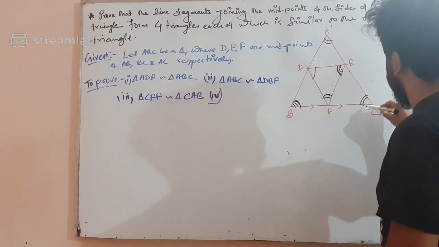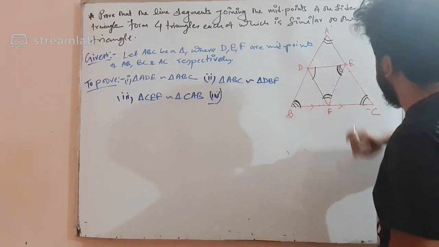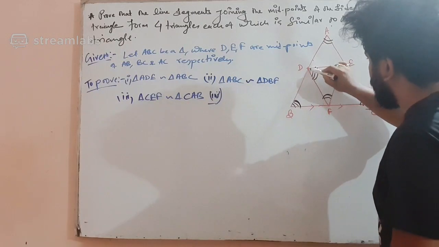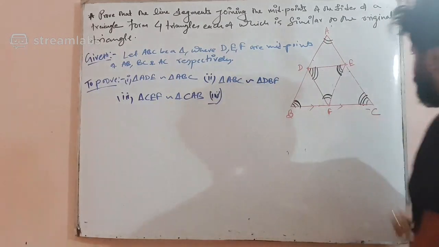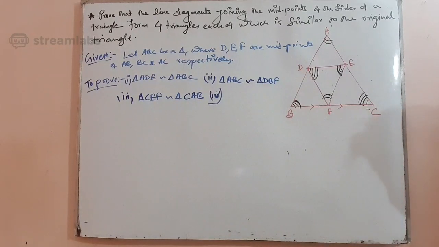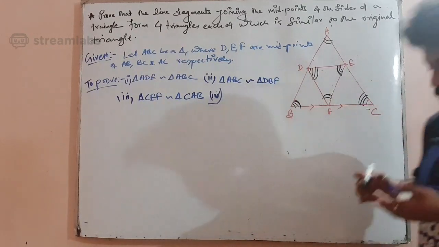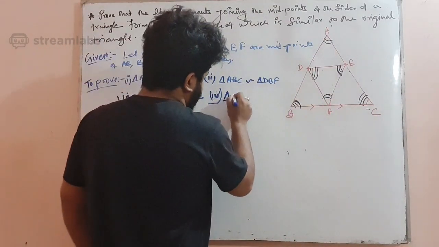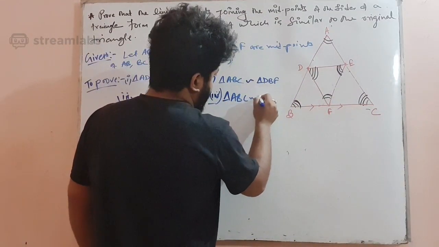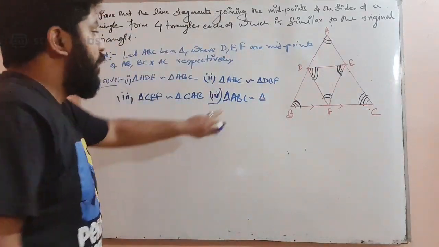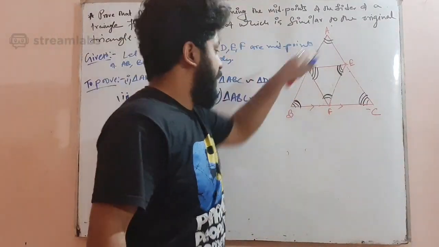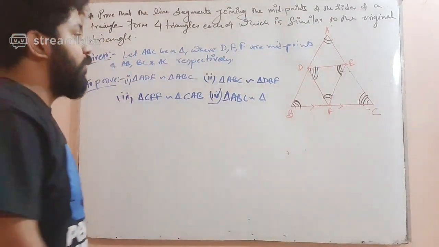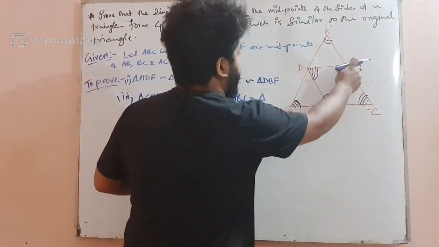I guess the answer is yes. Yes, sir. The answer is yes, sir. It should be like this. So what we should write? We should write triangle ABC similar to triangle FED.